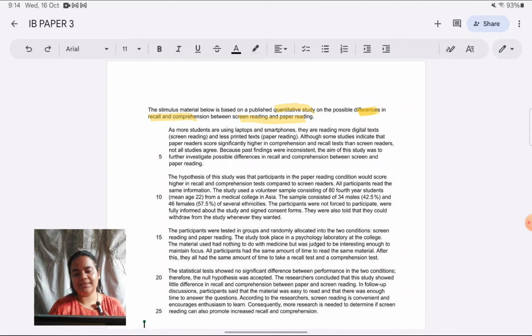As most students are using laptops and smartphones, they are reading more digital text and less printed text. Here they're giving some rationale for the study. Although some studies indicate that paper readers score significantly higher in comprehension and recall tests than screen readers, not all studies agree. Because past findings are inconsistent, the aim of this study was to further investigate possible differences in recall and comprehension between screen and paper writing.